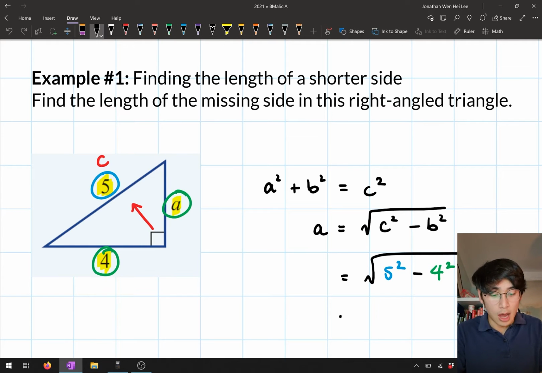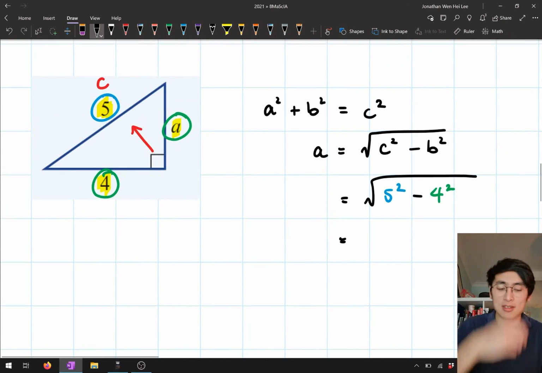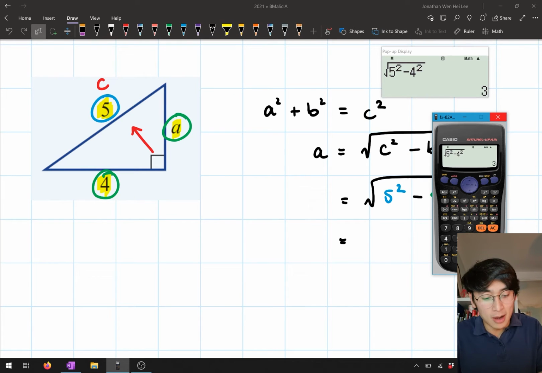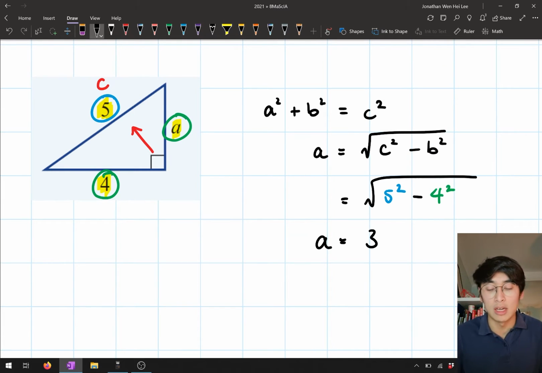And so I can chuck this straight in the calculator like I did last lesson. So here I'm going to put this straight in my calculator. So I've got square root 5 squared minus 4 squared, and that will give me 3. And so my length A is actually going to be 3.